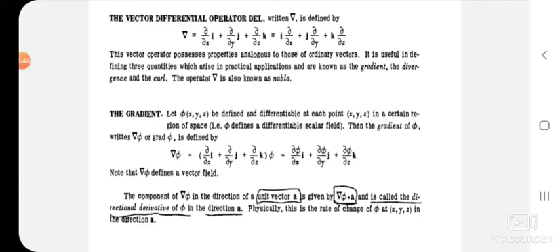The component of del phi in the direction of a unit vector a is given by a dot del phi, and it is called the directional derivative of phi in the direction of the unit vector a. Physically, this is the rate of change of phi at x, y, z in the direction of the unit vector.